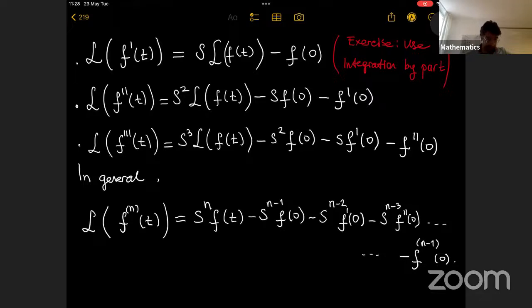So this is a very important rule because we will apply the Laplace transform to a differential equation to reduce the order. And then using some well-known Laplace transforms, we will solve the equation.